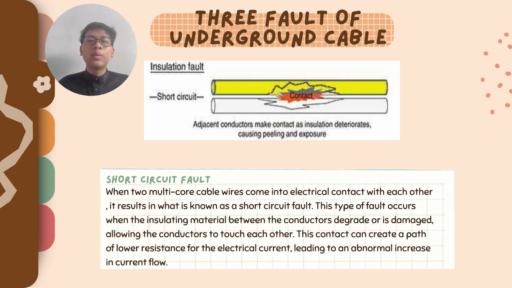So the second one is short circuit fault. When two multi-core cable wires come into electrical contact with each other, it results in what is known as a short circuit fault. This type of fault occurs when the insulating material between the conductors degrades or is damaged, allowing the conductors to touch each other. This contact can create a path of lower resistance for the electrical current, leading to an abnormal increase in current flow.